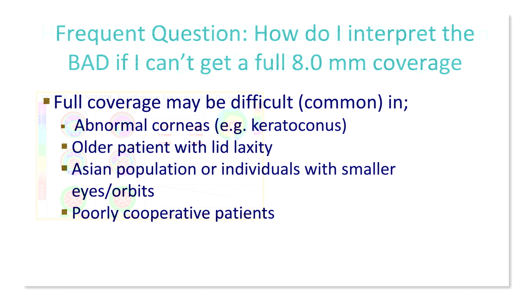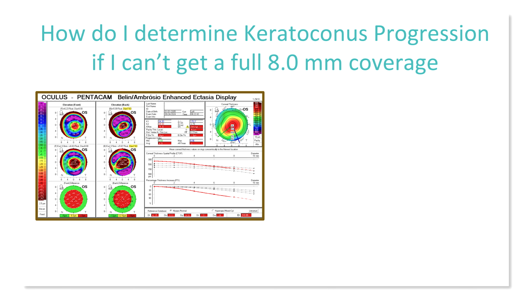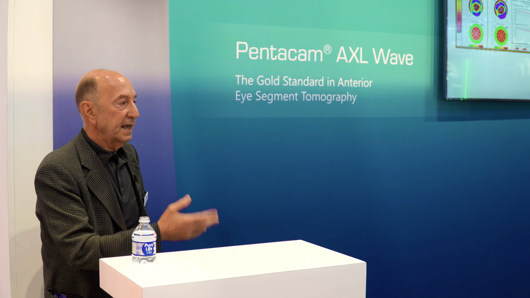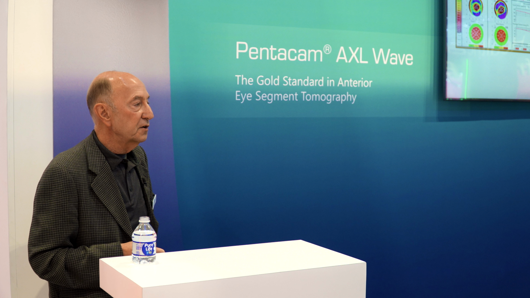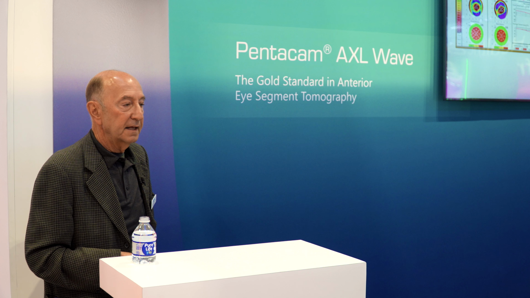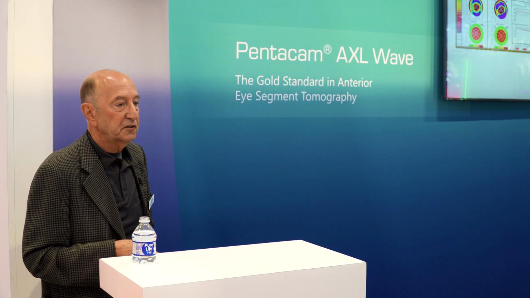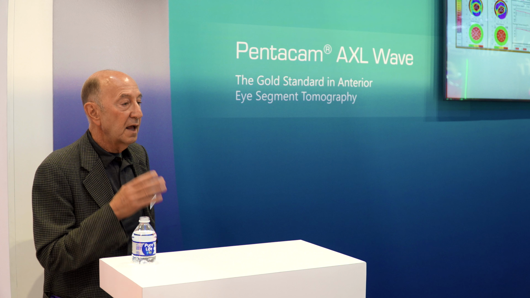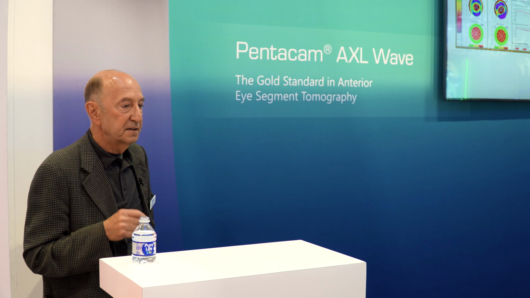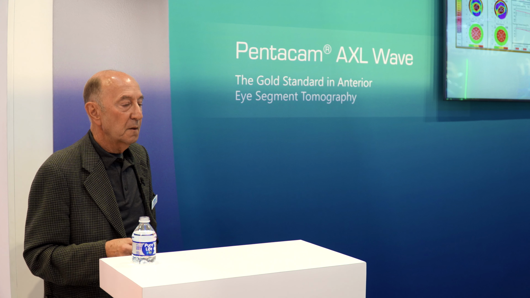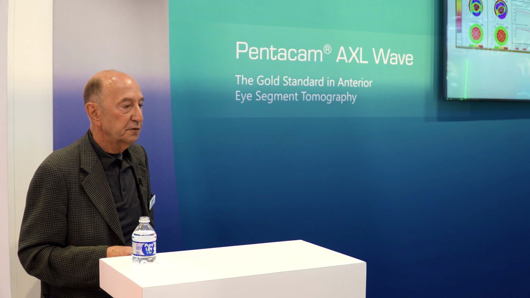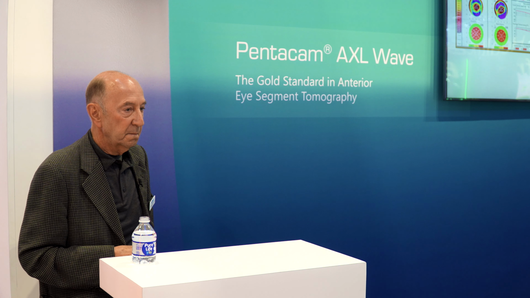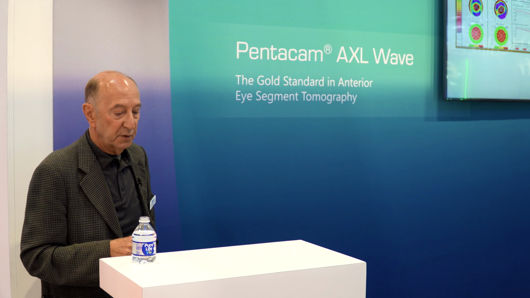So how do I determine keratoconus progression if I can't get a full 8 millimeters of coverage? If one day I get 7.6 millimeters of coverage, they come back 3 months later and I get 7.7, and at the 6-month exam I get 7.2. Each exam has a different area of coverage, which means my reference surface for every exam is going to be different. And this is not an uncommon thing with keratoconus.